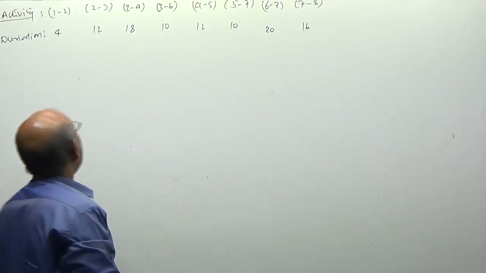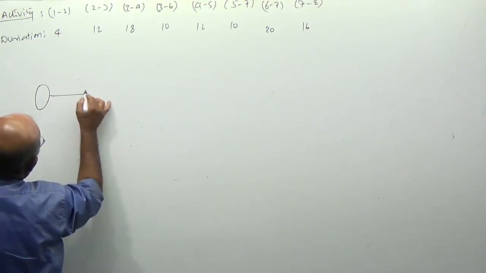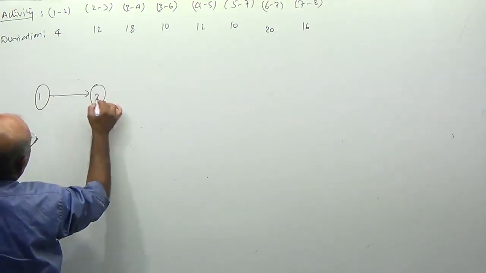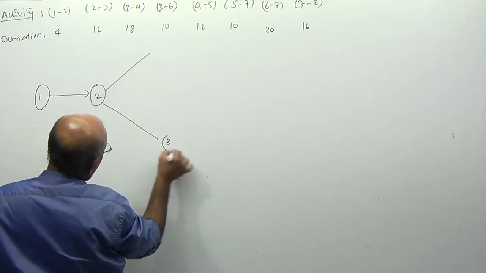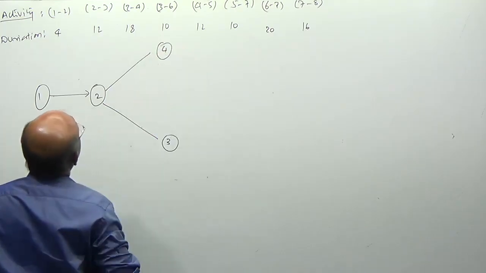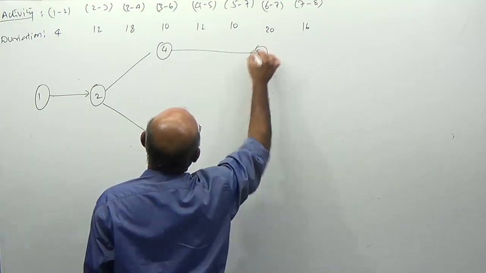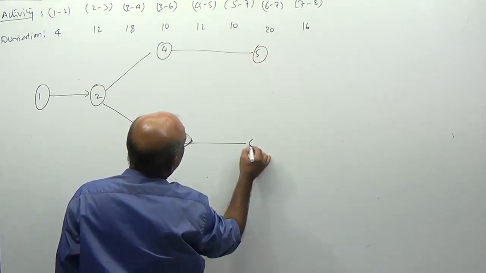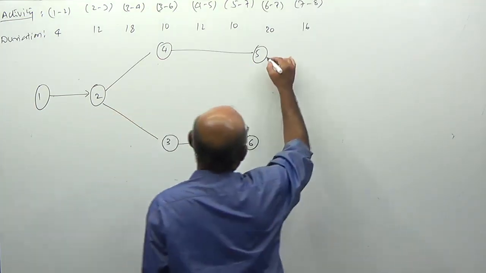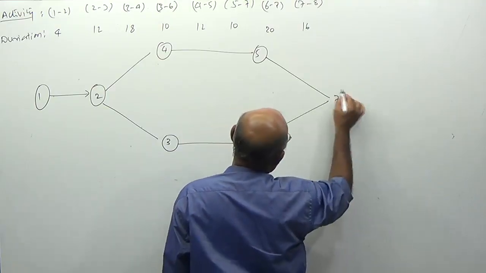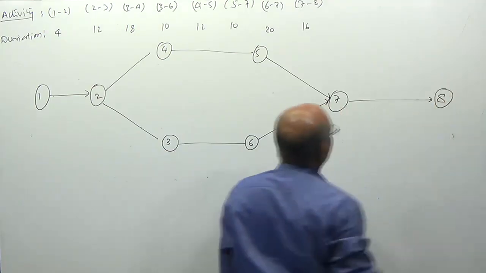Okay. Now look at this: activity 1-2, 2-3, 2-4, 3-6, 4-5, 5-7, 6-7, 7-8. Simple network, sir.